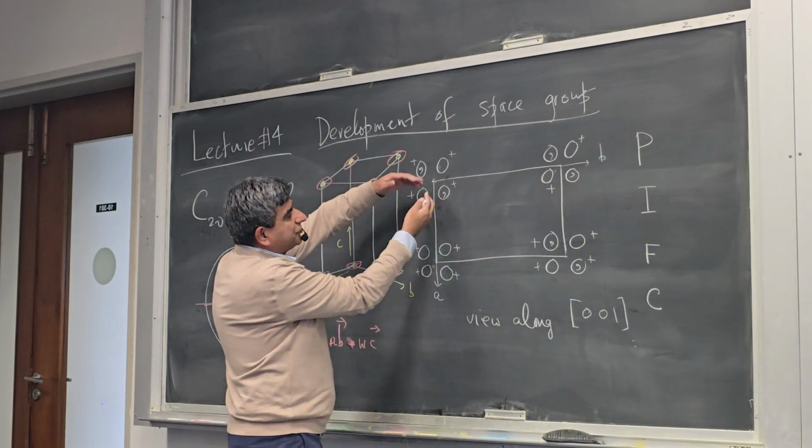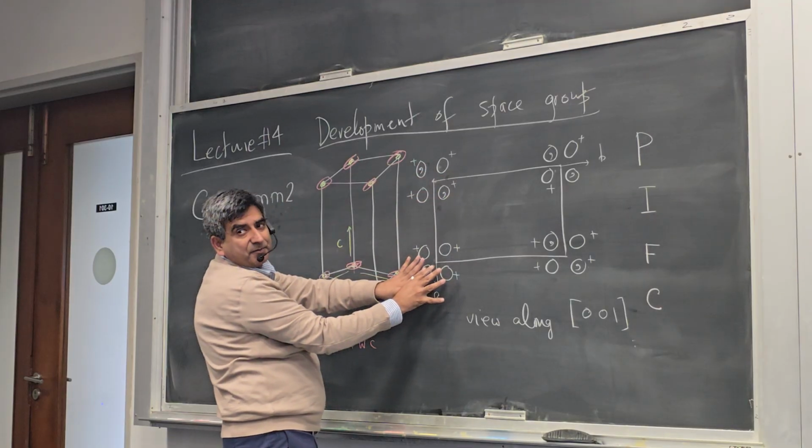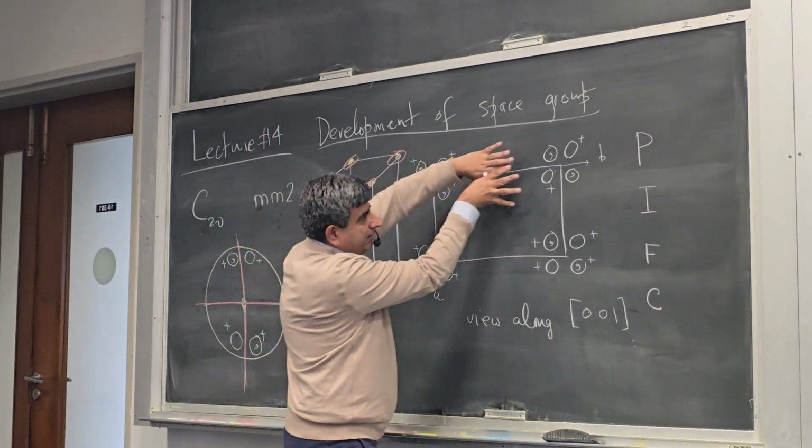So you do a translation by A units along this system. This entire system moves here by A units. This entire system can move here by B units.